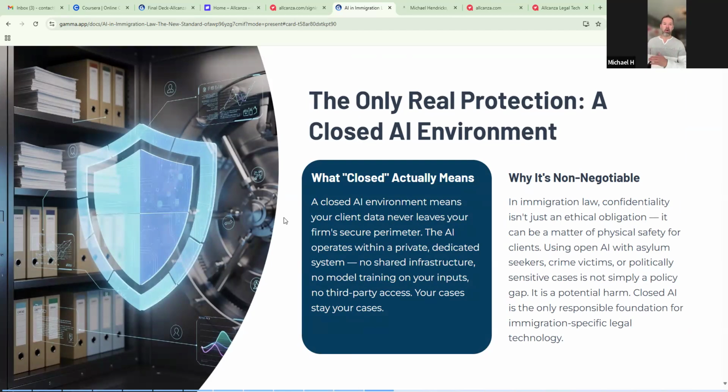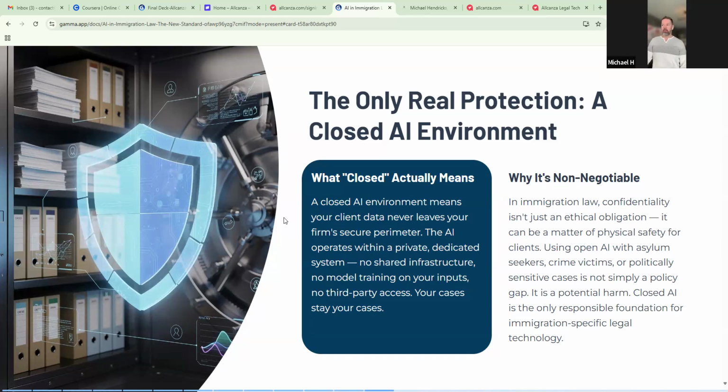Because your input's probably erroneous. I know what I trained the AI, and I don't want you interfering with the training that I gave it. So we eschew any additional training that people try to give. No third-party access, and your case stays your case.